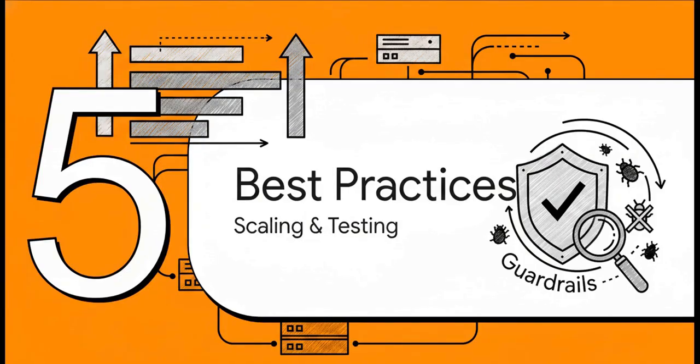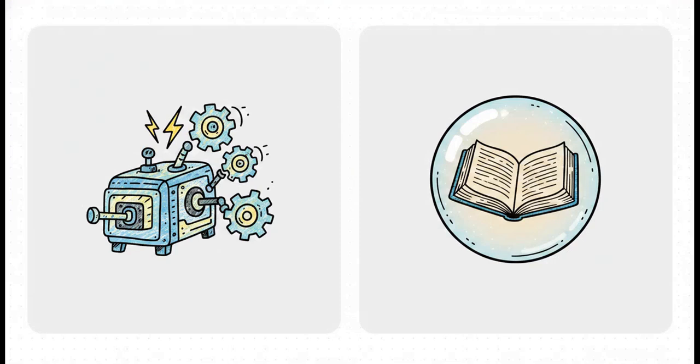All right, final stretch. Section 5, Implementation Best Practices. We're talking scaling, guardrails, and testing. When you're building, you'll often have to choose between creating a tool or a resource. Here's the rule of thumb.